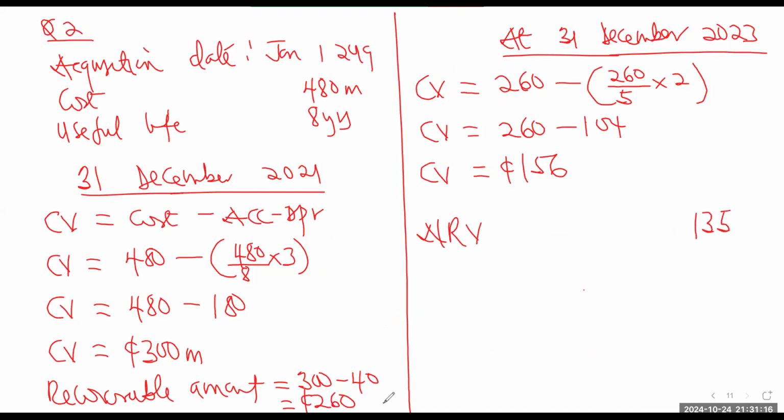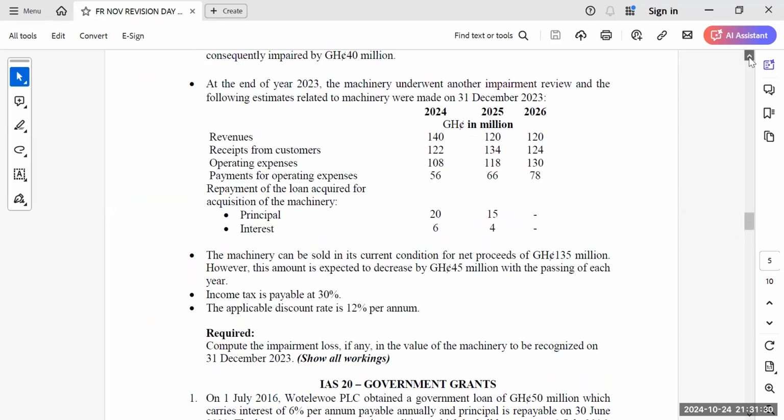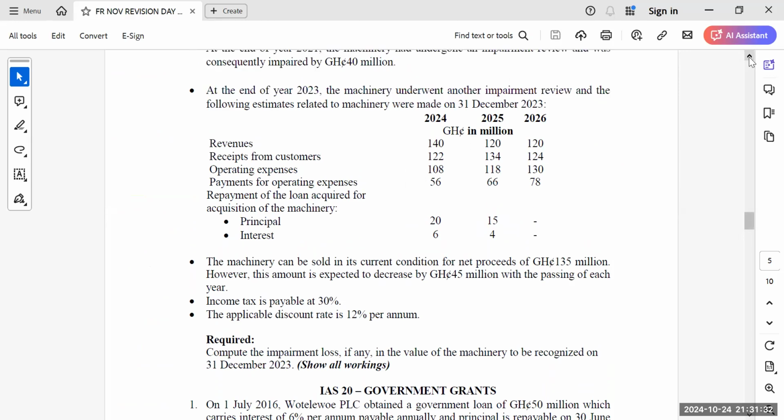But we also have information that we can use to calculate what? The value in use, isn't it? Yes, sir. Let's come to the value in use. We say the value in use should be the present value of the future what? Cash flows. So let's come here. At the end of year 2023, the machinery underwent another impairment review, and the following estimates related to the machine were made on 31 December 2023.